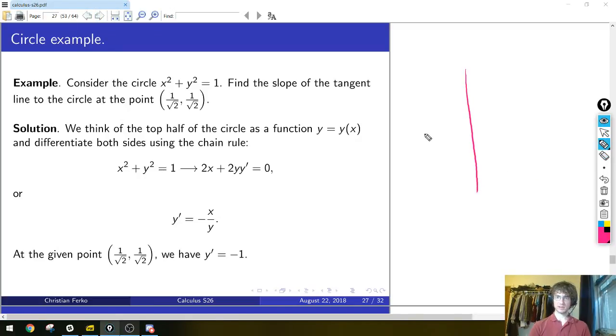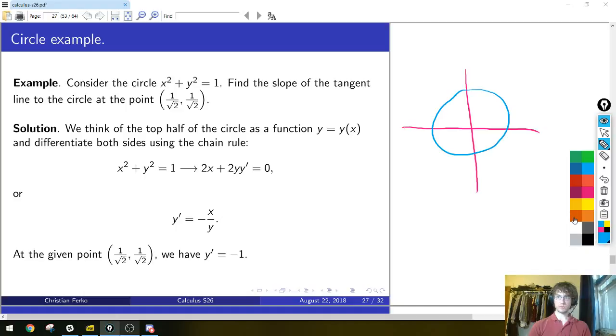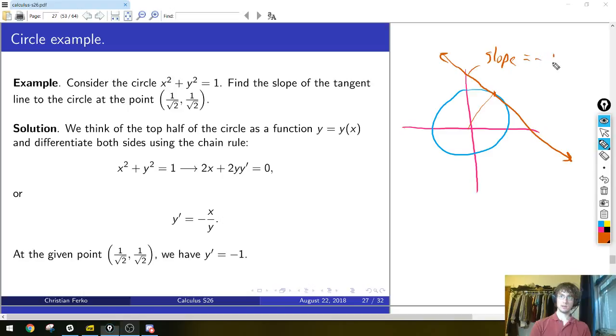Consider, for instance, the circle in the plane. So the unit circle with radius 1, and suppose we want to find the slope of the tangent line at this point, which is pi over 4, so we want the slope of this line here, which just by inspection we expect to have slope minus 1, but calculus should be able to give us that answer. So one way to do this would be to say, well, I know the equation of the circle, it's x squared plus y squared equals 1.